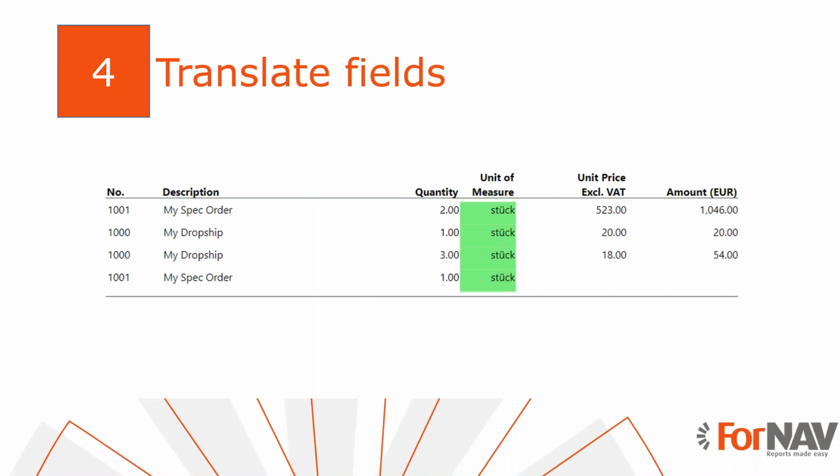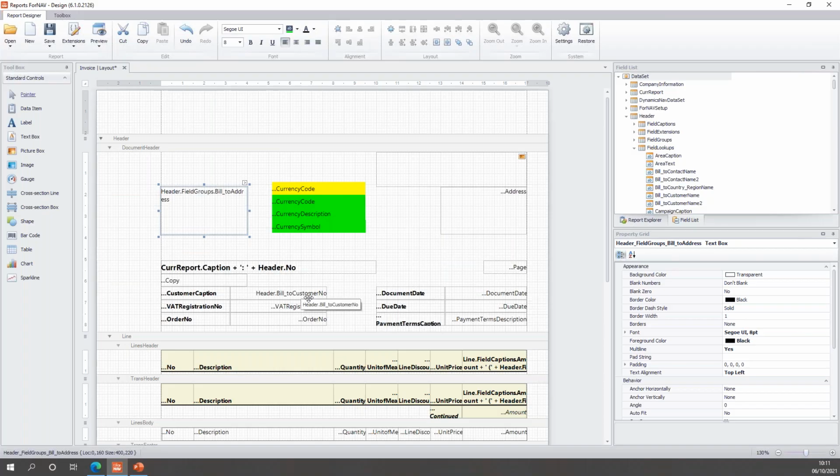Finally, ForNAV also does an automatic lookup for translation tables. On the invoice, for instance, we have a unit of measure and payment term fields. We want these to be translated automatically to the language that the report is printed in. So let's go and have a look. Back to ForNAV, preview the report.